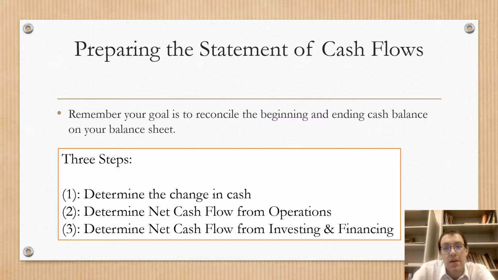Okay. Now remember, when you prepare the statement, you're just trying to reconcile the beginning and the ending balance in cash on the balance sheet. So that's the first thing you do, is say, what is the change in cash? And then of that change in cash, it has to fall into three categories, right? So some of the change in cash can be operating, and that's step 2, or it can be investing or financing, and that's step 3.